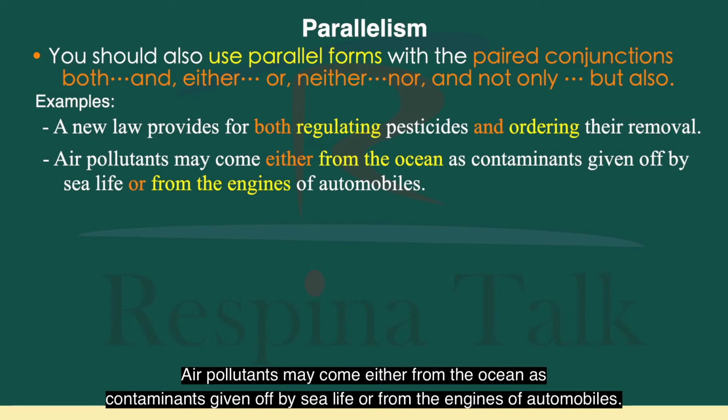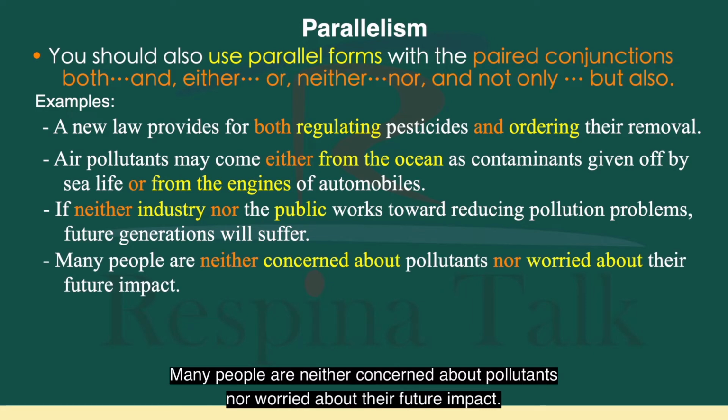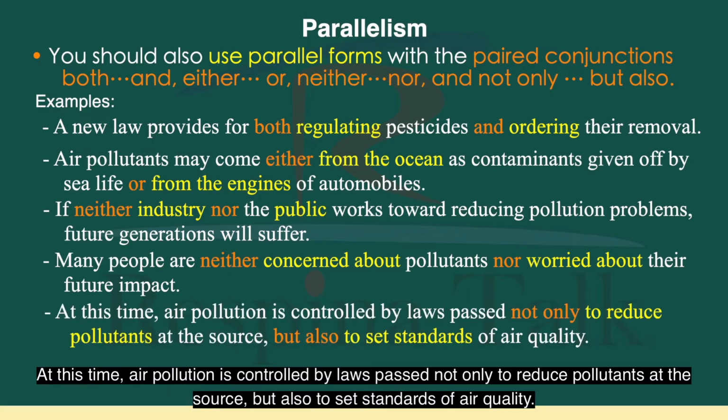Air pollutants may come either from the ocean as contaminants given off by sea life or from the engines of automobiles. If neither industry nor the public works towards reducing pollution problems, future generations will suffer. Many people are neither concerned about pollutants nor worried about their future impact. At this time, air pollution is controlled by laws passed not only to reduce pollutants at the source, but also to set standards of air quality.